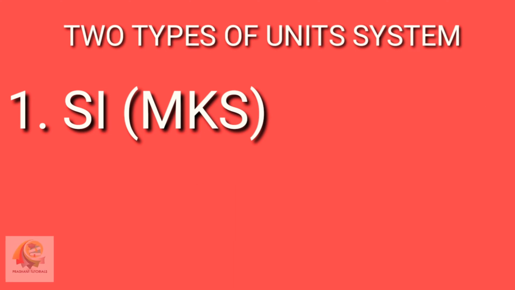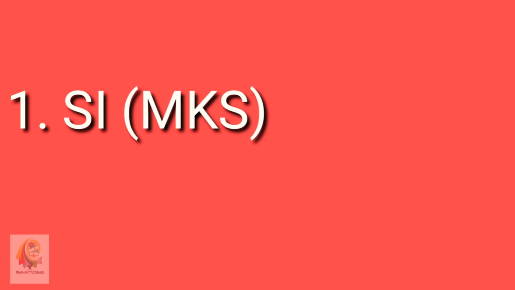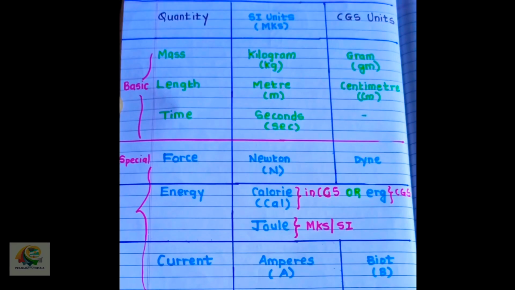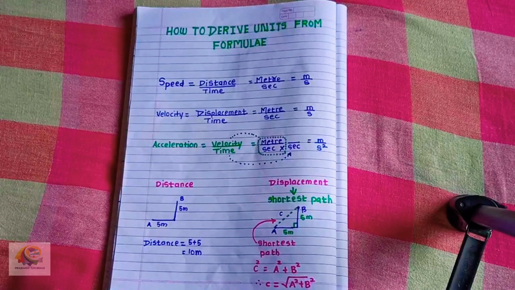Whenever a sum is given to you, you have to convert all the units to the standard format, which is SI format, all the CGS units to SI format. Here I have listed some basic unit differentiation. You have to remember it. Here you can pause the video and remember all these units. To derive units from formulas, we will require all these basic units.